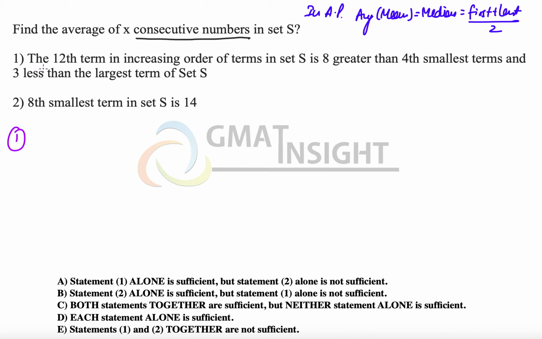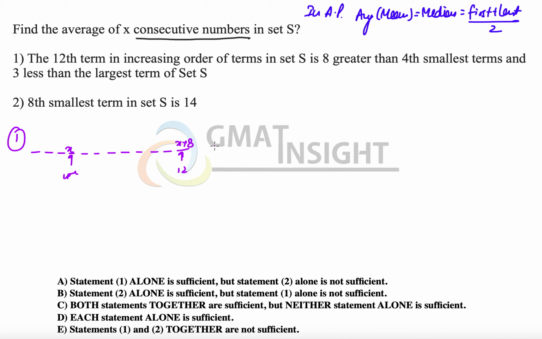The first statement says that the 12th term in increasing order of the terms in set S is 8 greater than the fourth smallest term. So we have 1, 2, 3, 4, 5, 6, 7, 8, 9, 10, 11, 12. So this is the 12th term, and we have the fourth term here. If we have x here, this is x plus 8. That's not new information because we already know that the 12th term will be 8 greater than the fourth term. So that actually is in a way redundant information in order to answer the question.